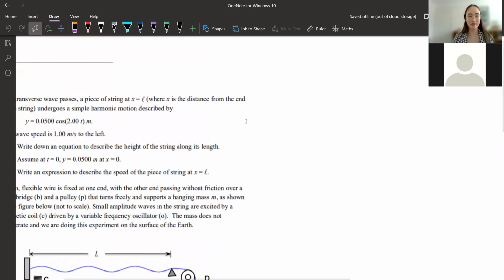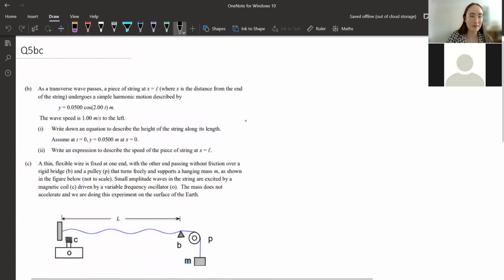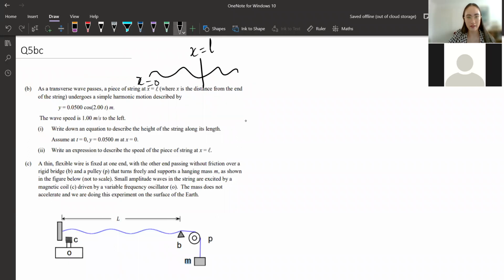So let's do part B. So we've got a transverse wave at x is equal to L, and it undergoes simple harmonic motion described by this value here. So say we've got this string, this is x equal to 0, and this is some point x equal to L. And at x equal to L, this goes up and down in this kind of motion with respect to time. So we want to write down an expression to describe the height of the string along its length, so in terms of x.